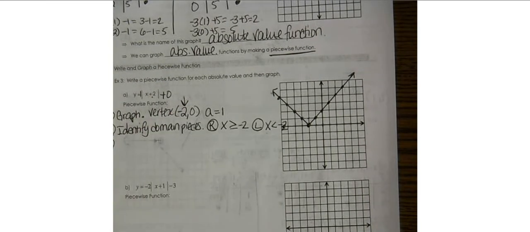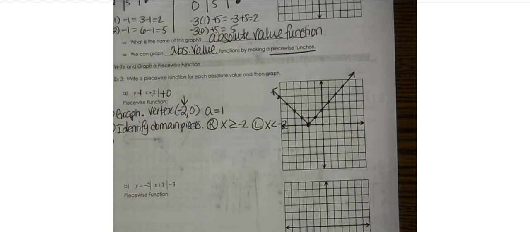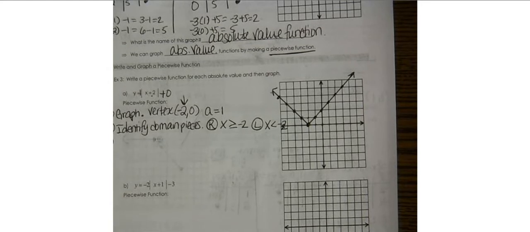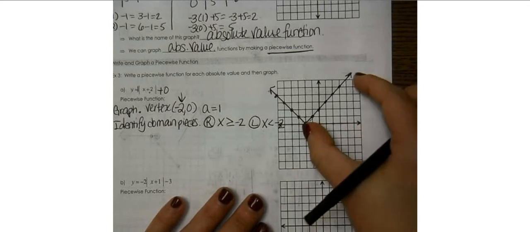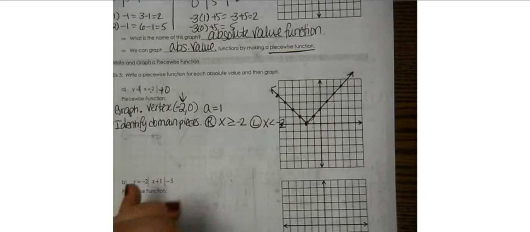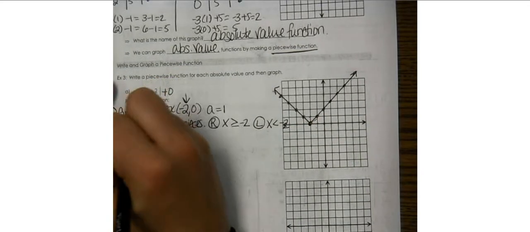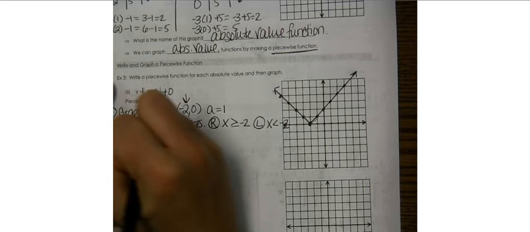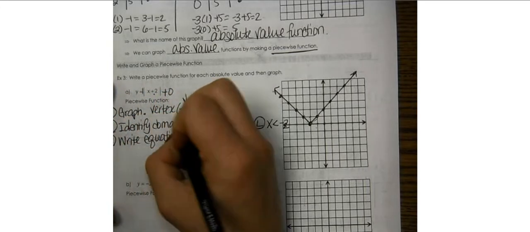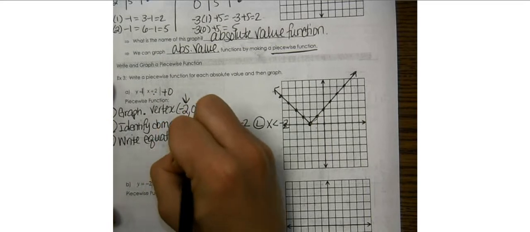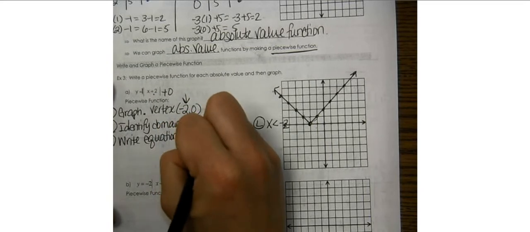Step number 3. Now that you have your domain pieces, we need to write an equation for both pieces, the equation of a line for each piece. Because remember that each ray comes from a line. So the next step, like I said, we're going to write an equation for each ray.